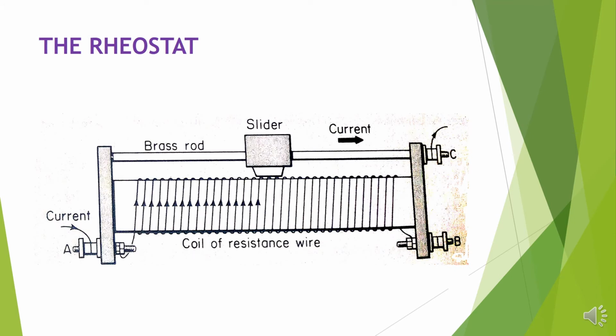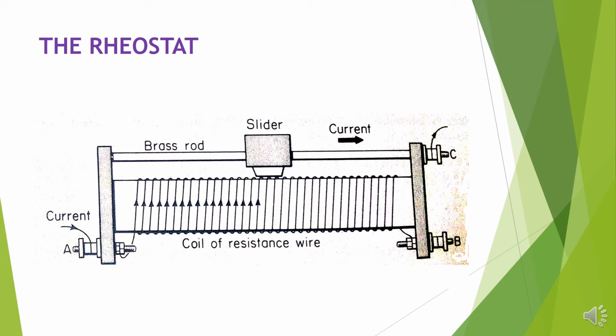Now this device that you see on your screen is called a rheostat. A rheostat is a device which is used in an electrical circuit to vary the current. It may increase the current or decrease it by changing the resistance of the wire in the circuit.